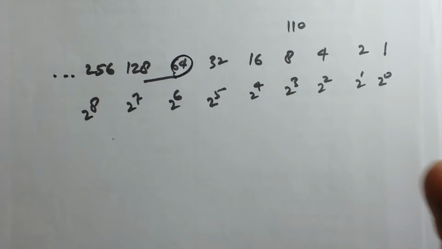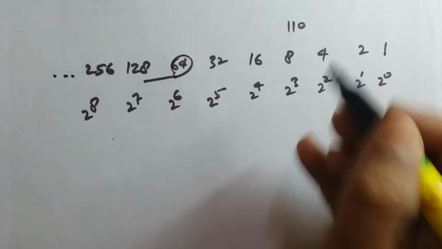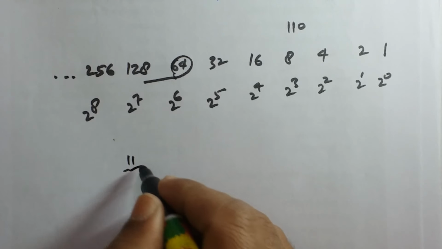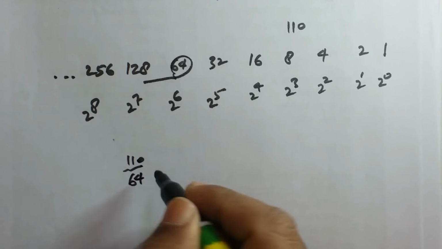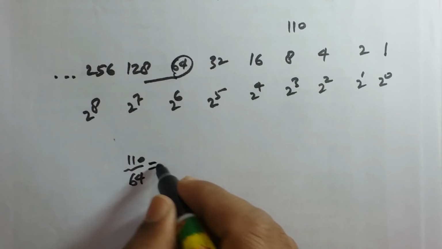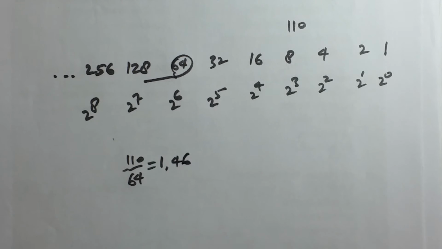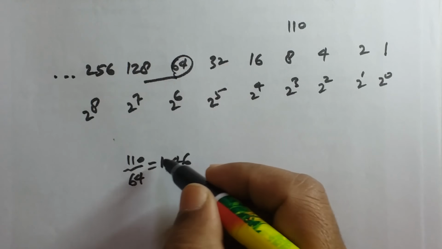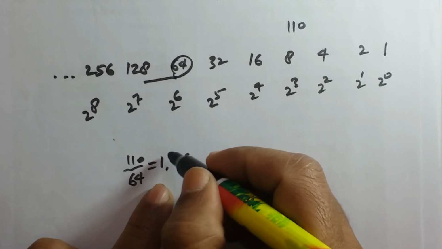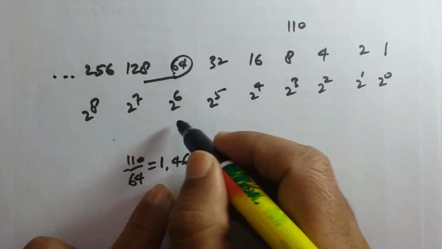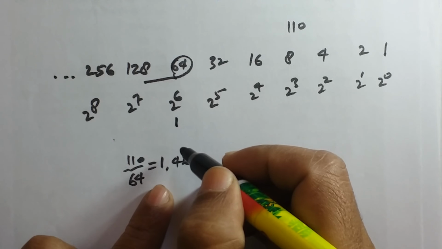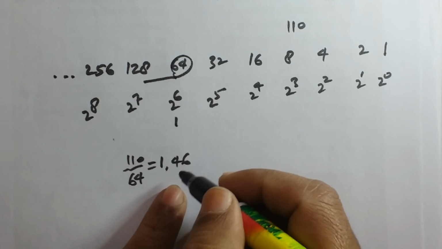So the smaller number is 64. We take 64 and we divide 110 by 64. If we divide, we get 1 and remainder 46. We have to write this 1 because of 64, so we write this 1 below 64, and now we have to deal with 46.